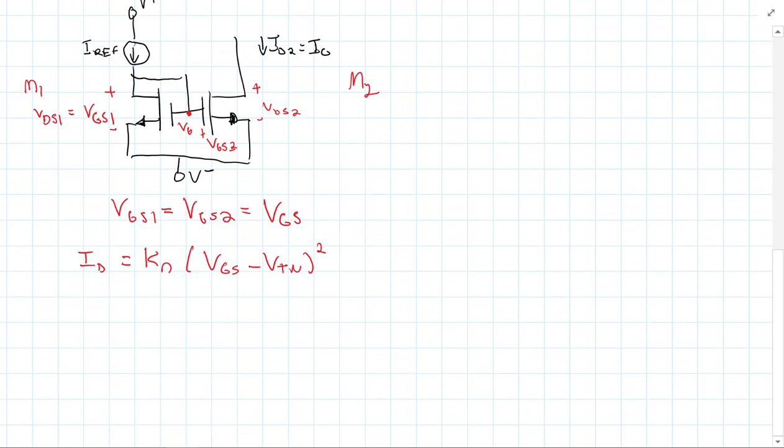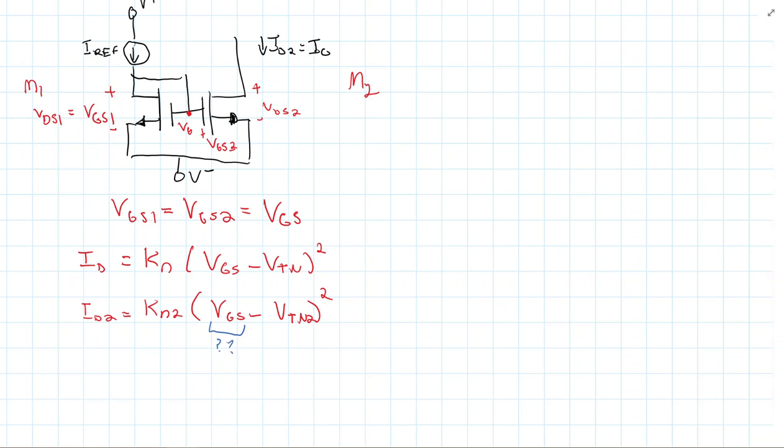Well, VGS2 is equal to VGS1. So we have here that ID2 is just going to simply be, and I'll emphasize here, Kn2 times VGS minus VTN2 squared. Now this is of course assuming it's in saturation mode, which would make sense. But now what we need to do is figure out what is this.